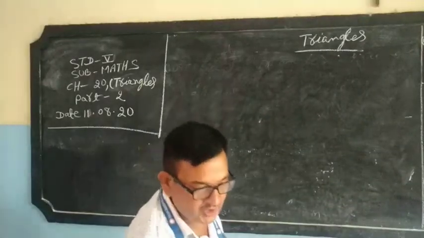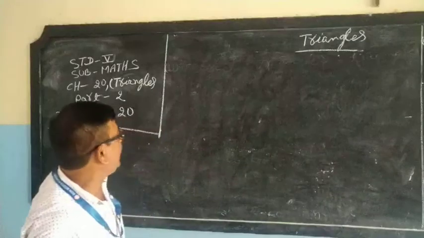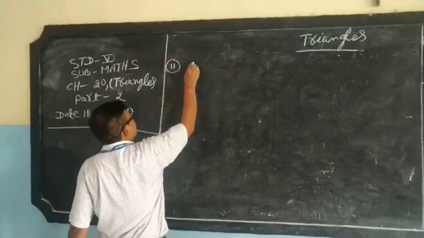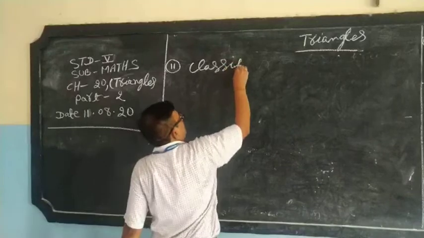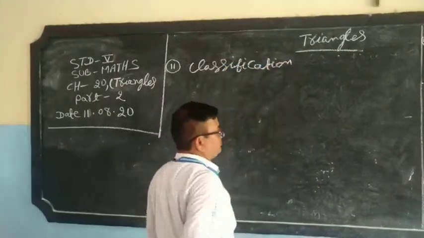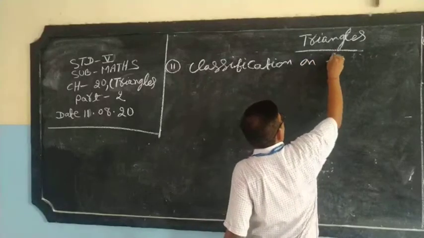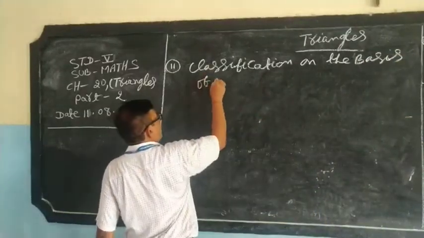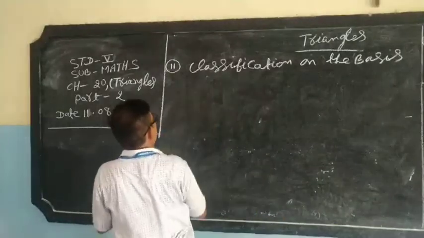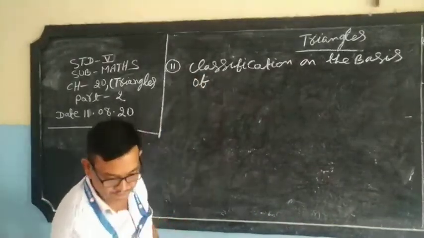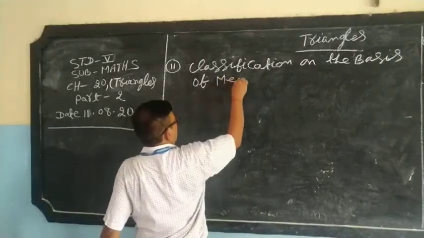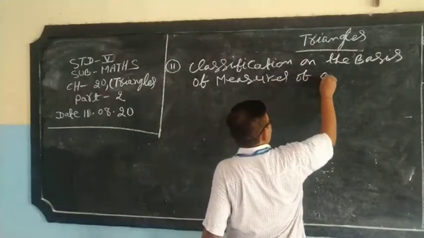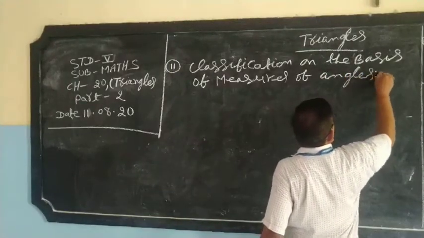See this one, I have told you the triangle is studied according to sides and according to angles. The first part I have discussed. Now the second part is classification on the basis of measures of angles.